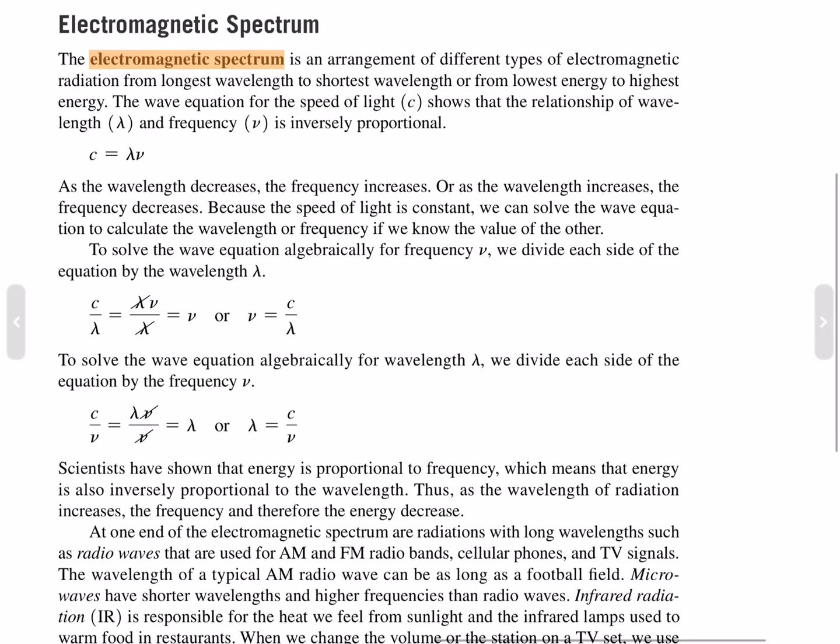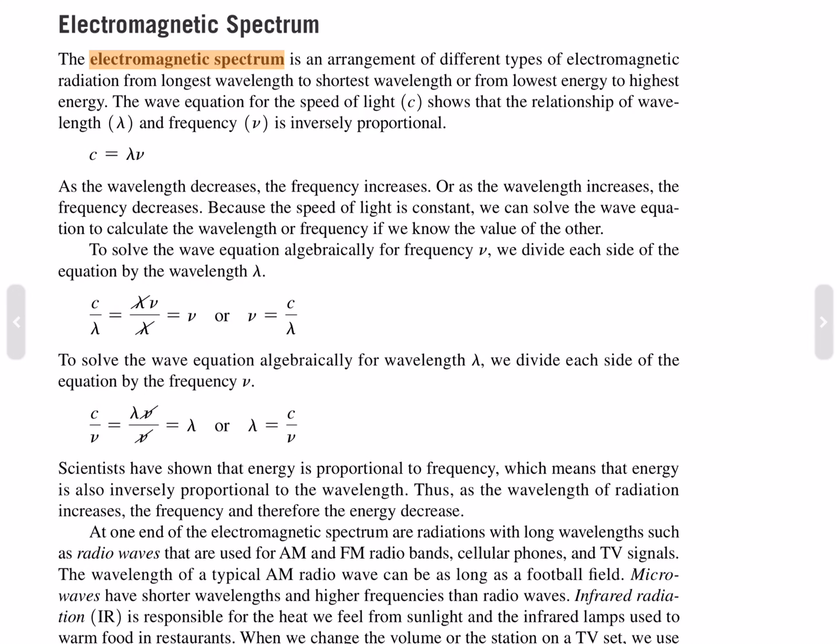Electromagnetic spectrum. The electromagnetic spectrum is the arrangement of different types of electromagnetic radiation from its longest wavelength to its shortest wavelength, or from lowest energy to highest energy. The wave equation for the speed of light, c, shows the relationship of wavelength, lambda, and frequency, nu, is inversely proportional. c equals lambda nu. As the wavelength decreases, the frequency increases, or as the wavelength increases, the frequency decreases.